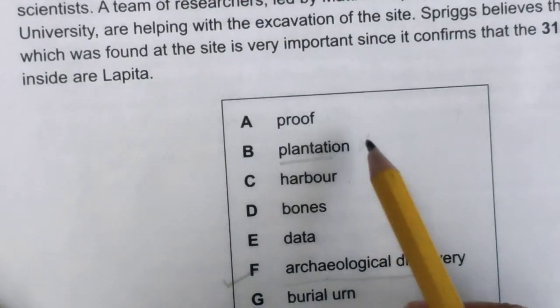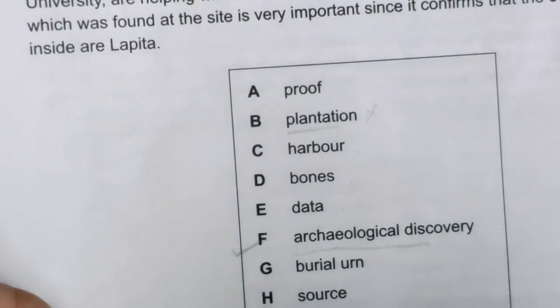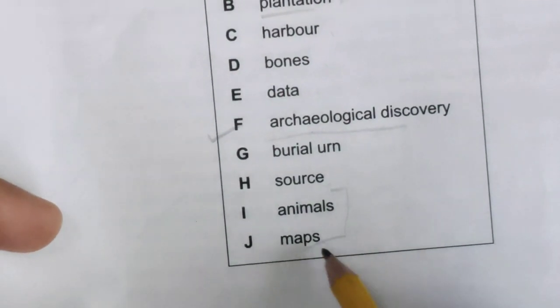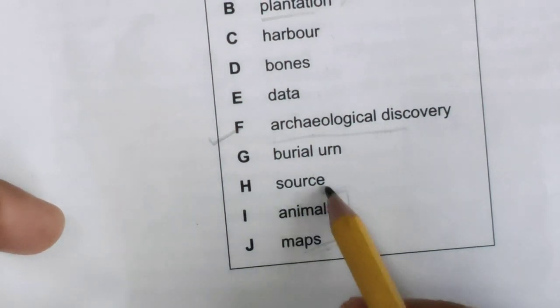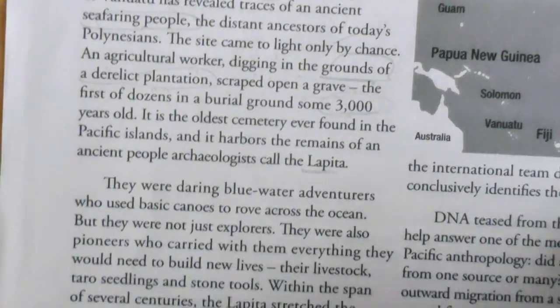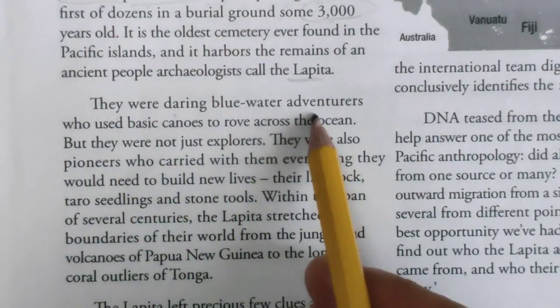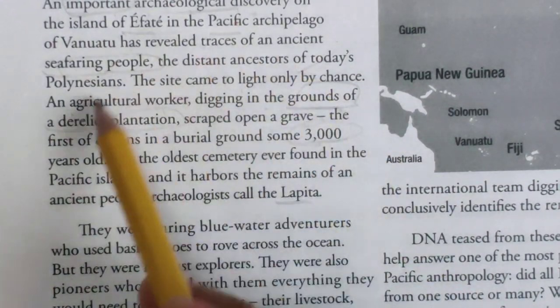So what they can take with voyages, map or animals, both in these two options we can find one option, but we have to just go through the passage, not just guess things. There were daring blue water. So till here we have just read out the first paragraph.